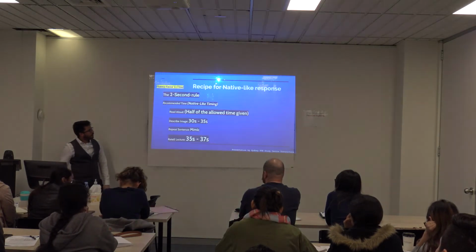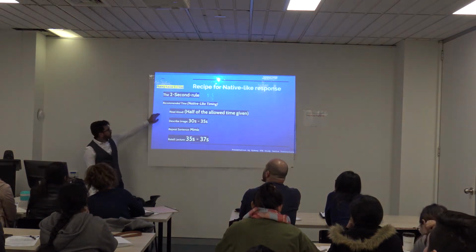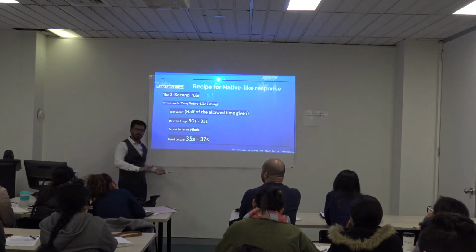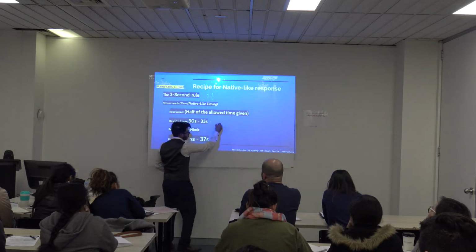So if you think about it, that's how you have to address how you see the timing. The recommended time for read aloud is half the amount of time given to you. So if they give you 40, you want to finish within 20 to 25, right? So obviously, how would you know?